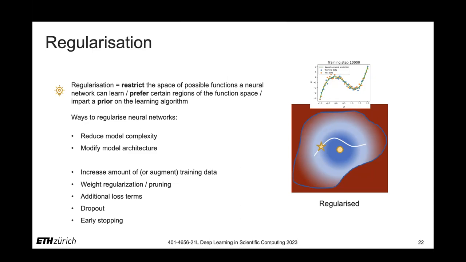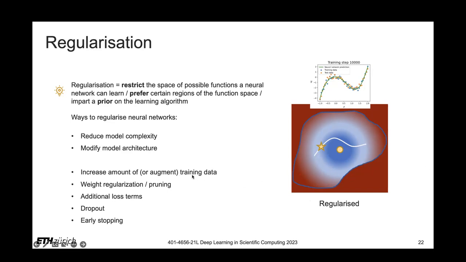Okay, so how do we actually do this in practice? There are many different regularization strategies for neural networks and function fitting in general. The top two ways are the hard ways that I said before. So basically changing your model complexity or the architecture of the network, that will shift the boundaries of the neural network here.